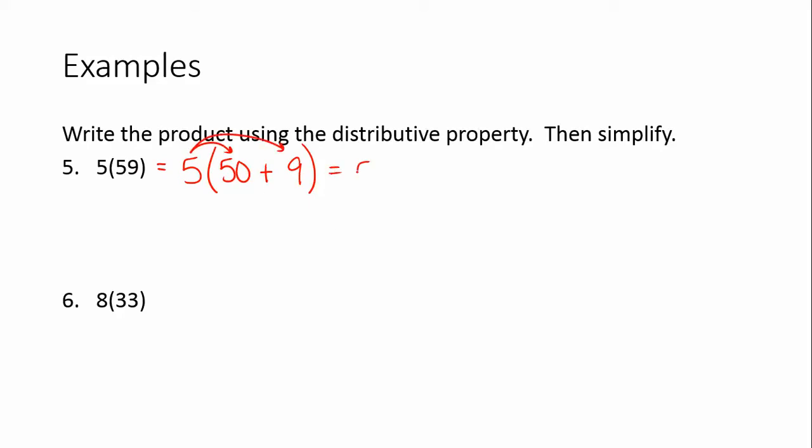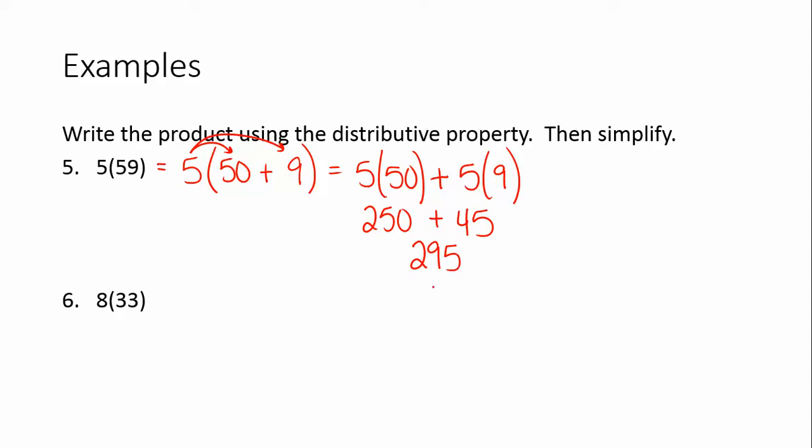So I'm going to take 5 times 50 and 5 times 9. 5 times 50 is 250. 5 times 9 is 45. And it's much easier to add these together. 250 plus 45 is 295.